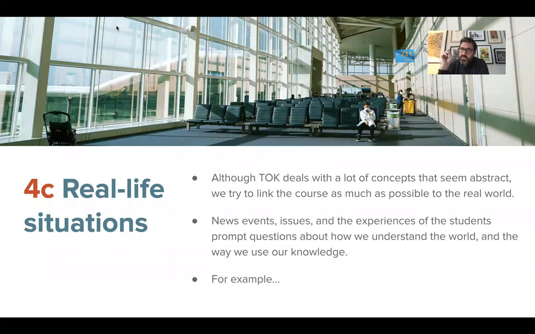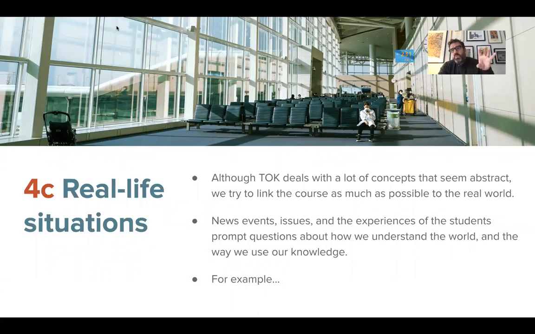So TOK is often seen, I think incorrectly, as being very abstract. Well, it is concept driven, but those concepts need to be applicable to the real world. Otherwise, there's no point really in exploring them, in learning them.